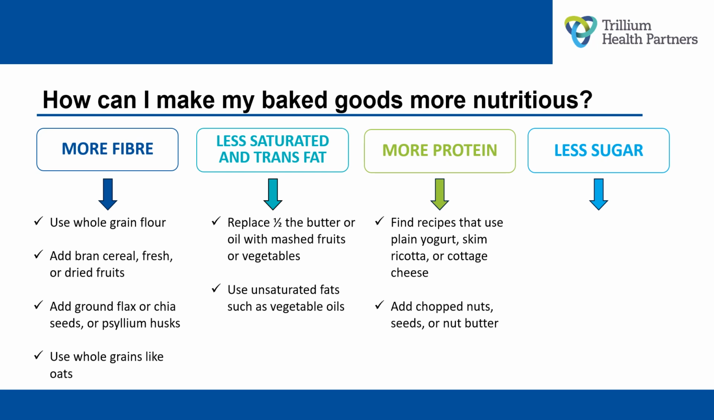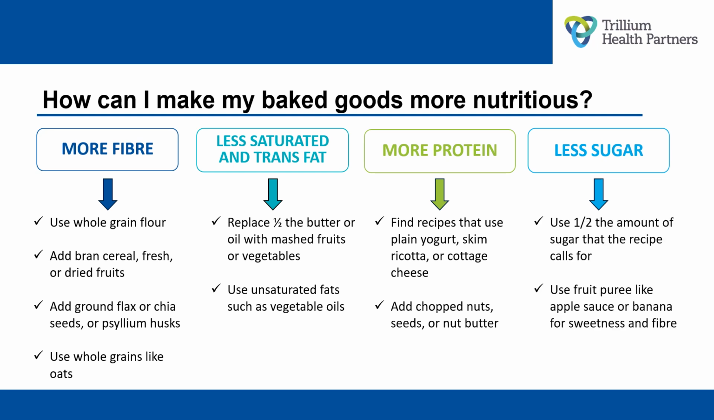We can also try to get less sugar. How do we do this? You can use half the amount of sugar that the recipe calls for. Oftentimes, having less sugar doesn't change the sweetness at all. You can also use fruit purees like applesauce or banana for sweetness and fiber. One other ingredient you can try to add could be chickpeas or black beans. These can be used in things like cookies and brownies to add both protein and fiber.